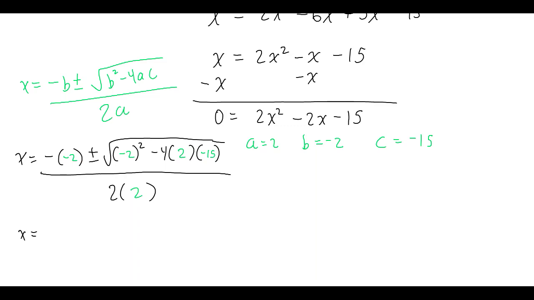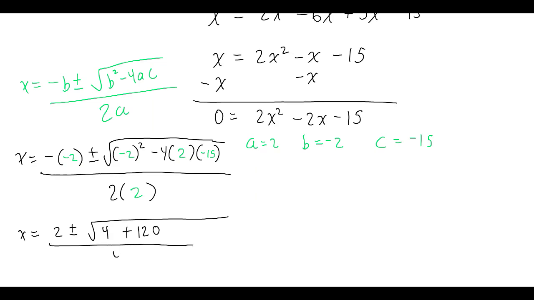x equals negative negative makes a positive 2, plus or minus negative 2 squared is a positive 4. Negative 4 times 2 times negative 15 is going to be a positive 120. And all that's going to be over 4. So in other words, x is equal to 2 plus or minus the square root of 124 over 4.